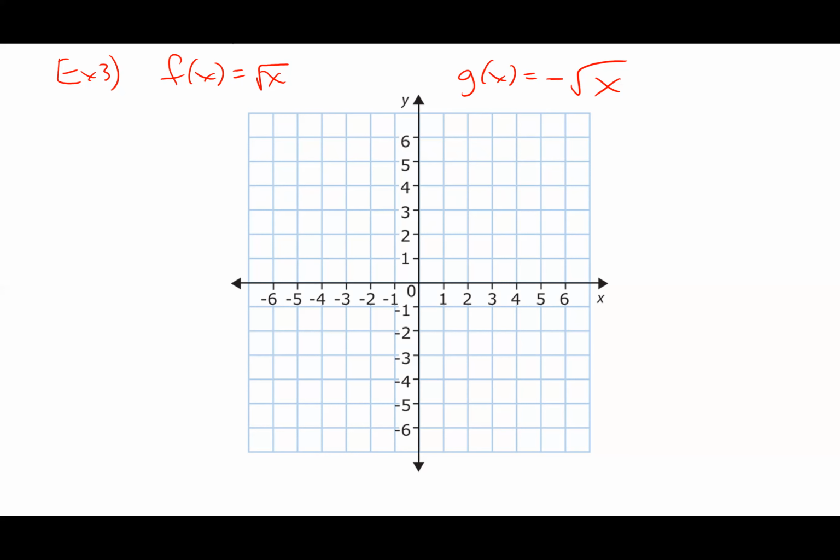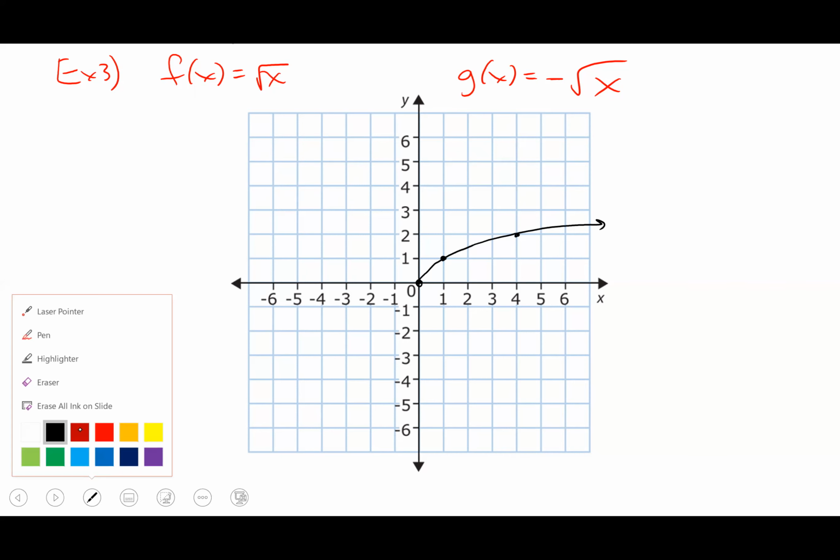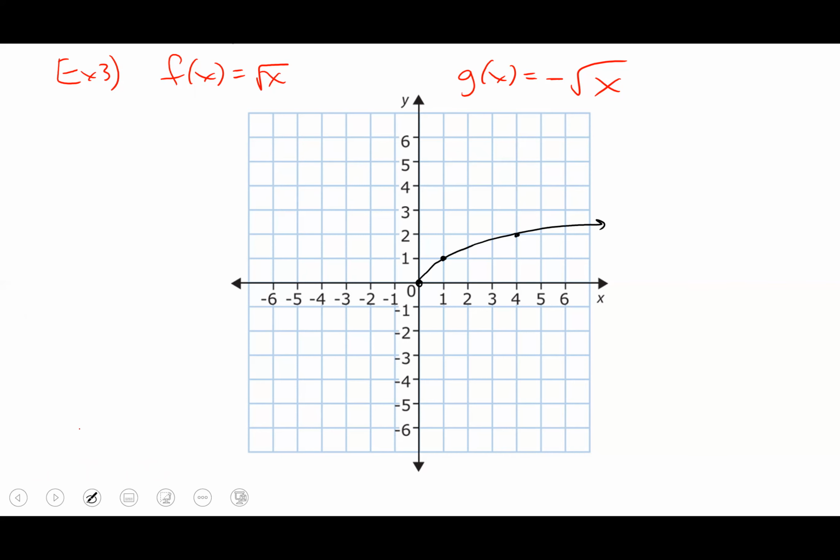All right, let's go for it here. So let me change color here. So this will be f of x. F of x would be the square root of x, which is 0, 0, 1, 1, 4, 2. Here's my square root of x function. And talk to me here. A g function will look like what? What is a g function going to look like?